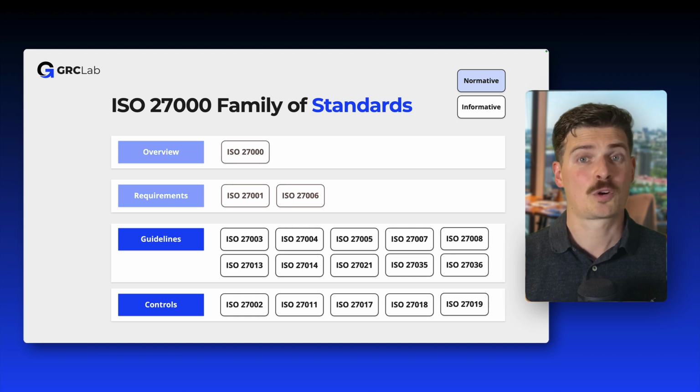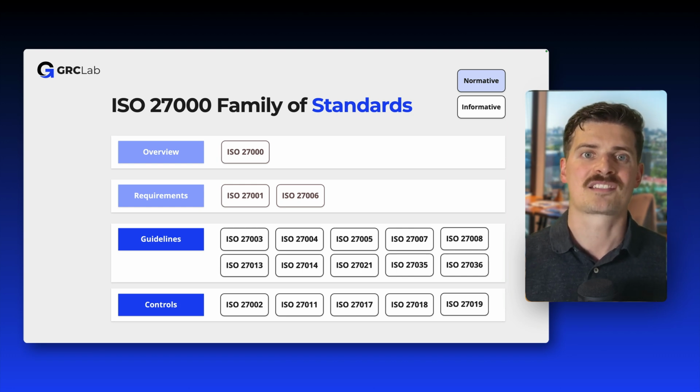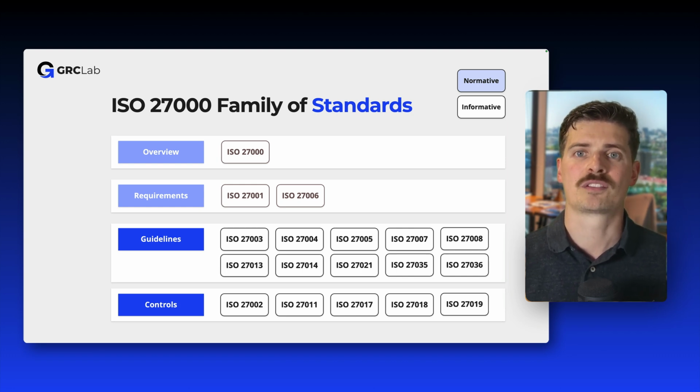As you can see, there are quite a few standards in the guidelines and controls categories. These standards provide guidance and controls for all sorts of aspects involved in implementing and operating an ISMS, from risk management to auditing to sector-specific contexts. Now, it might look overwhelming, but you don't need to know all of them in detail. What matters is understanding what each category is for and knowing where to look when you need it.